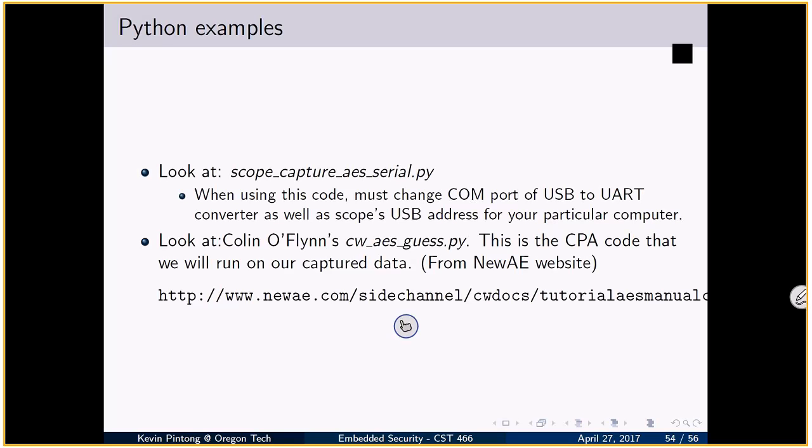Also look at the CW_AES Python file. This is basically the AES code, the correlation power analysis code that will run on all your data. I'm not going to ask you to write these algorithms, they're already written, but we will be using this in our implementation. So please take a look at it when you can.